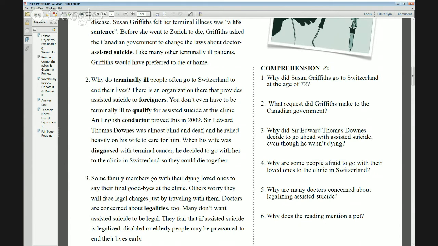So assisted suicide is illegal in Canada. That's where she's from. And it's legal for foreigners in Switzerland. So that's the main reason why she went there. Okay, second question. What request did Griffiths make to the Canadian government?